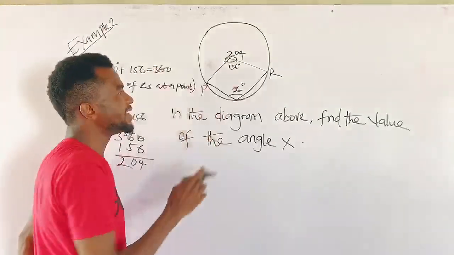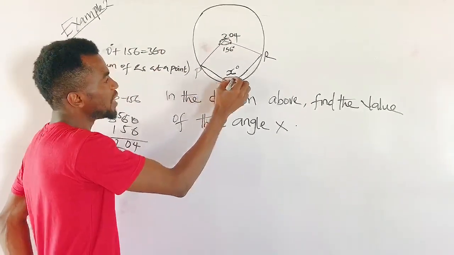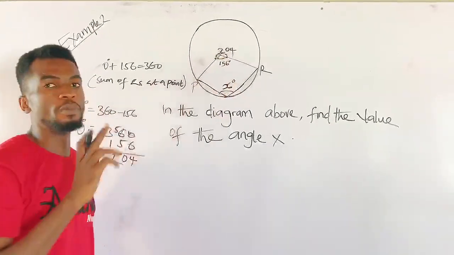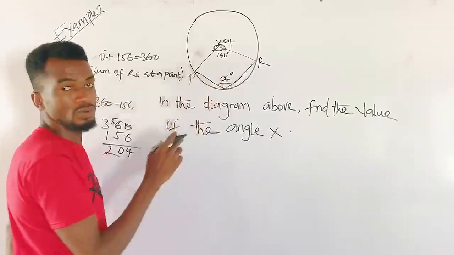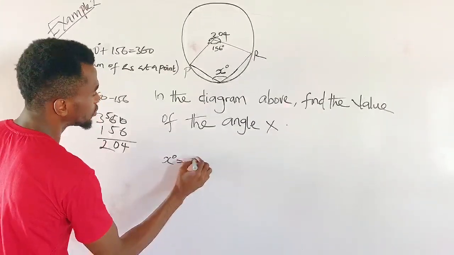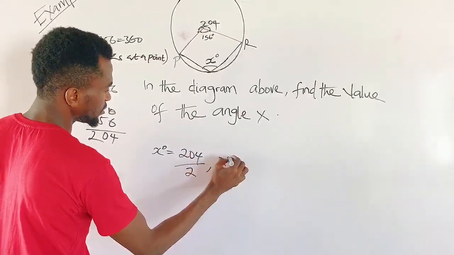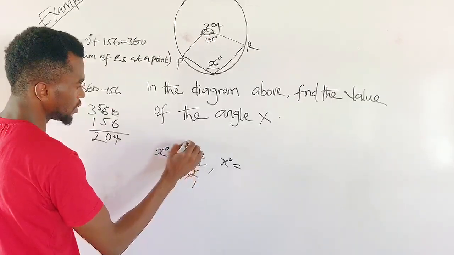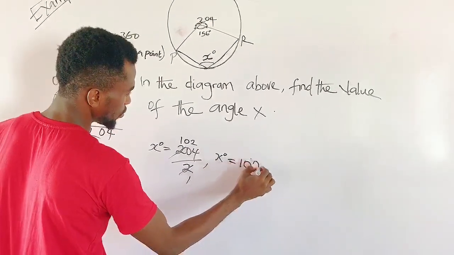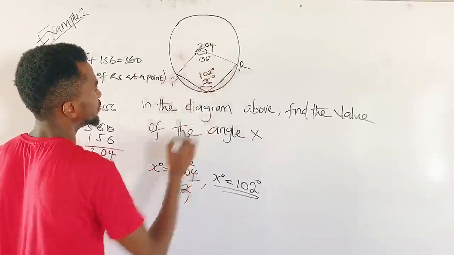Now the theorem says angle at the center is 2 times the one at the circumference. Now X degrees is at the circumference. So for us to get X degrees, we have to divide our 204 by 2 to be able to get the angle at the circumference. So X degrees is equal to 204 divided by 2, which is 102 degrees. So this place is 102 degrees. Simple, right?